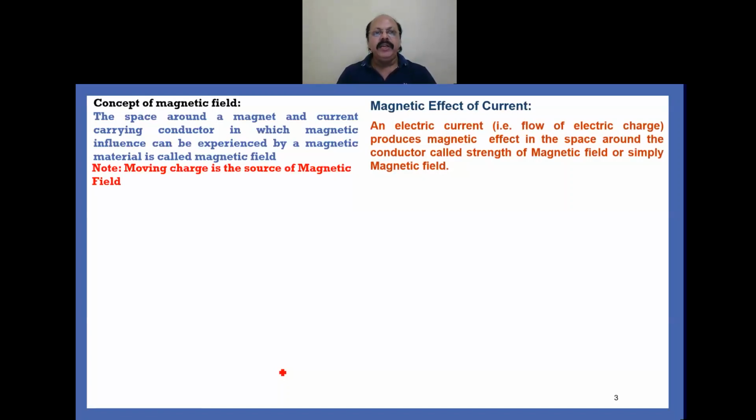Another important point here: what is the source of the magnetic field? Moving charge is the source of the magnetic field. You can see here, moving charge is the source of magnetic field. Let us just remember it. If charge is in motion with respect to time, then current is produced. So that's why we are saying that a current carrying conductor has a magnetic field around its space.